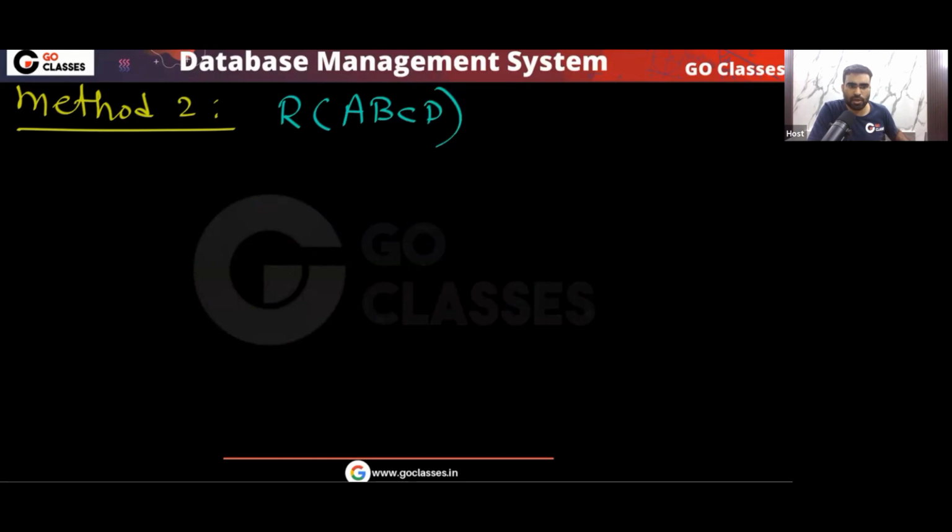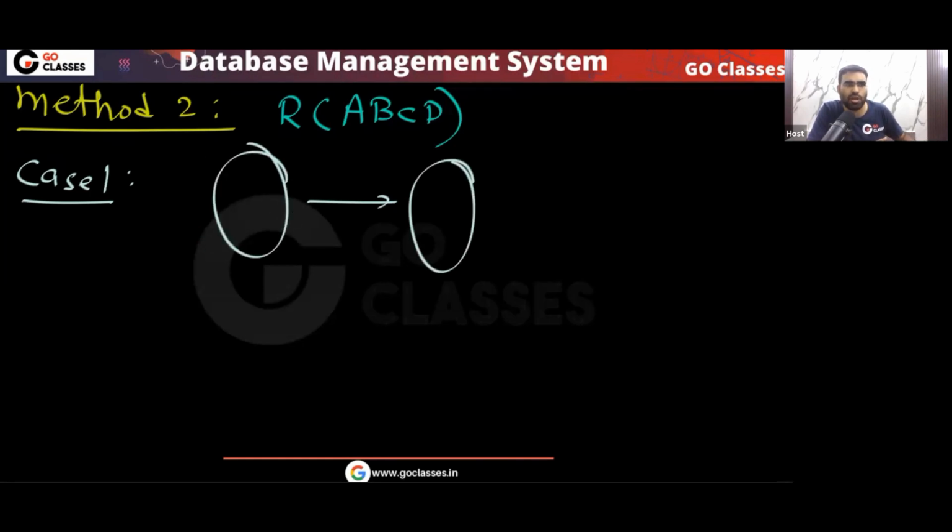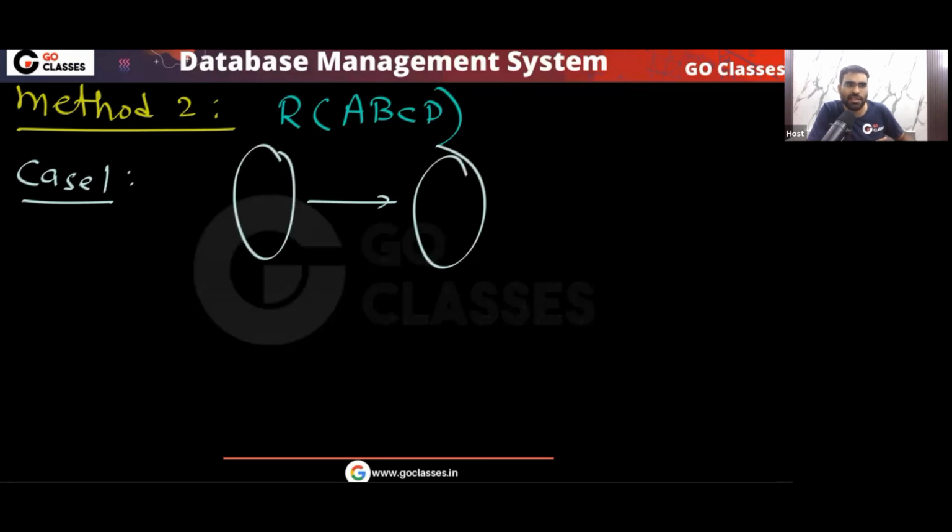Now in this method number 2, again I will create the cases. The case number 1. On LHS, is it possible that I don't put any attribute? That is not possible, because a useful FD says that LHS must be non-empty, RHS must be non-empty, and they should not have anything in common.